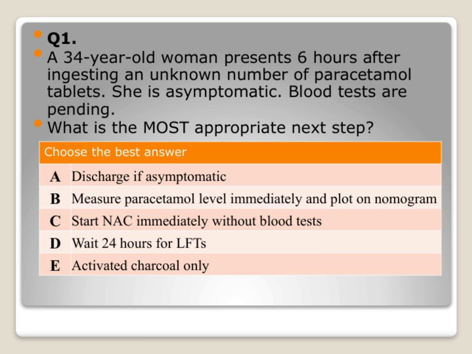It's important to remember that in cases like this, early intervention, particularly with NAC, is crucial if we're concerned about toxicity, even before lab results come back. But in this scenario, because she's asymptomatic and blood tests are pending, the best course is to measure her paracetamol level immediately and plot it on the nomogram. This approach allows us to assess her risk accurately and decide whether to initiate NAC treatment promptly or continue observation.